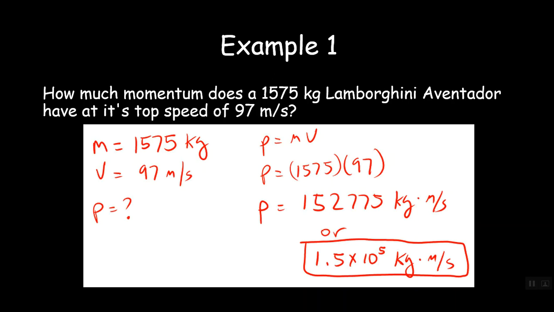Now, guys, I simply substitute the mass in the space of m. I substitute the velocity in the space of v, and I calculate the momentum. Alternatively, they could have asked me to calculate the velocity if I had the momentum and the mass, or they could have asked me to calculate the mass if I had the momentum and the velocity.